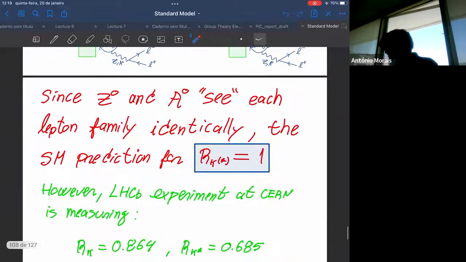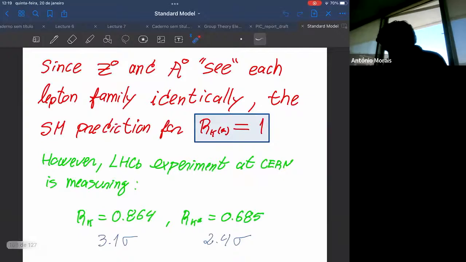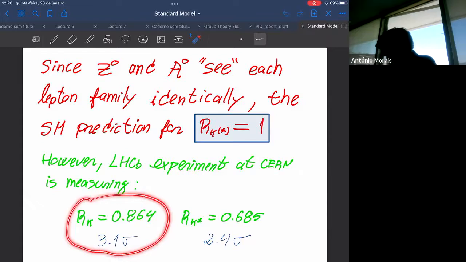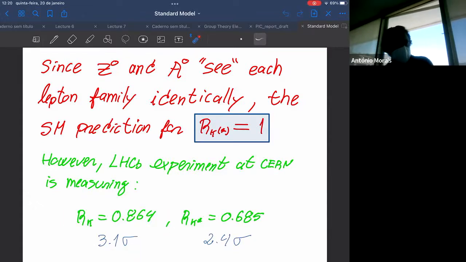Okay, this is what we just said. The LHCb experiment at CERN is measuring R kappa equal to 0.864 and R kappa star equal to 0.685, 3.1 sigma and 2.4 sigma away respectively from the prediction. Of course, these sigmas take into account the uncertainty. This is only the central value. There is also an uncertainty, and the uncertainty is larger in the R kappa star, I think because it's an excited state and maybe harder to see. You need some considerations in the momentum that you are putting and so on. And the R kappa is more stable in that sense, so the error bars are smaller. So the deviation is 3.1 sigmas.